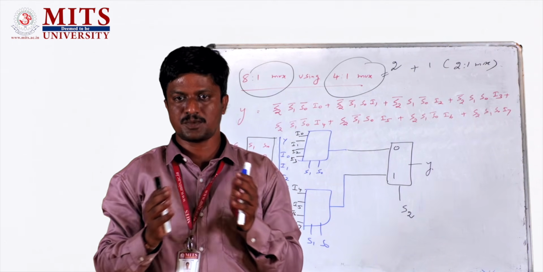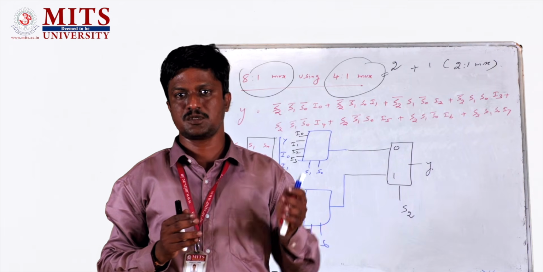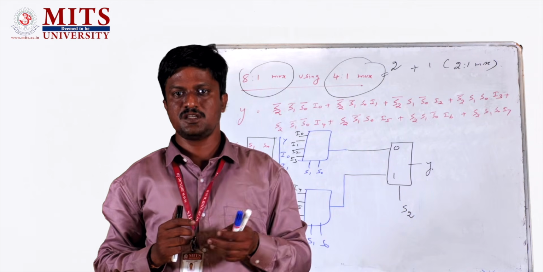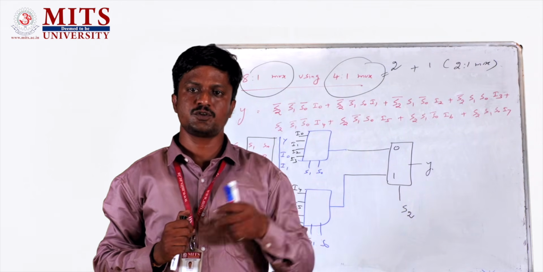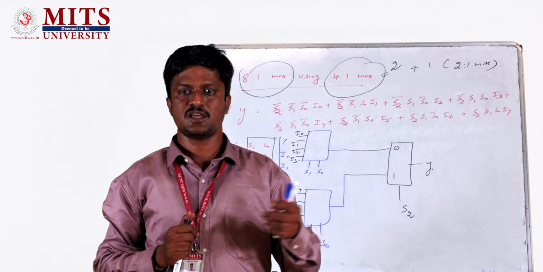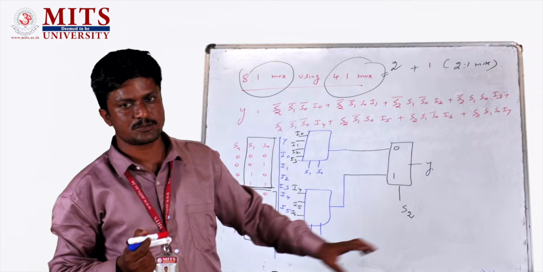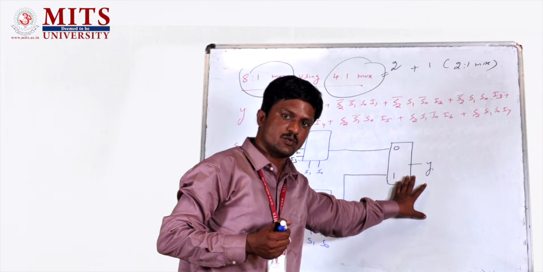You want to expand with the help of S2 initially, because for the first min term 0 to min term 3, S2 is 0. Then from min term 4 to min term 7, S2 is 1. So first I try to expand with the help of S2. So that will be the outer one.